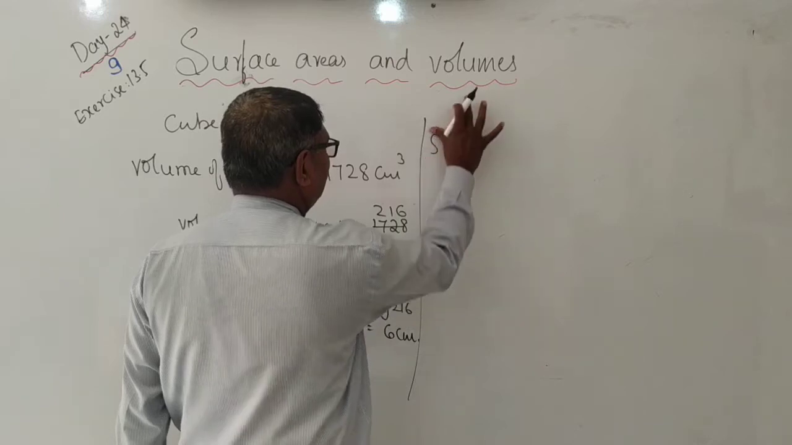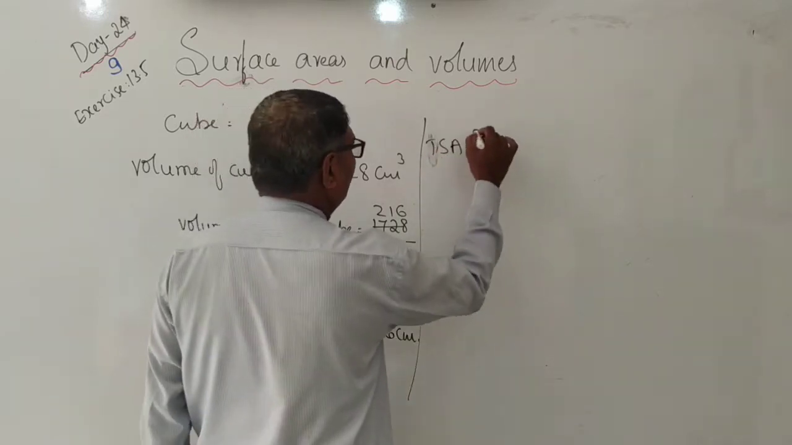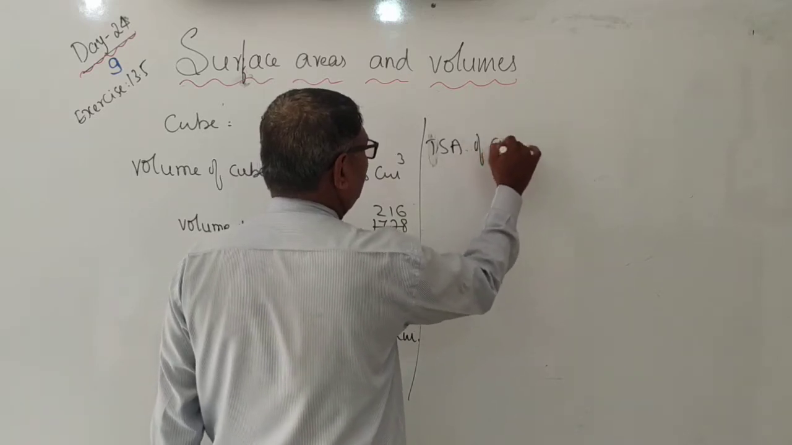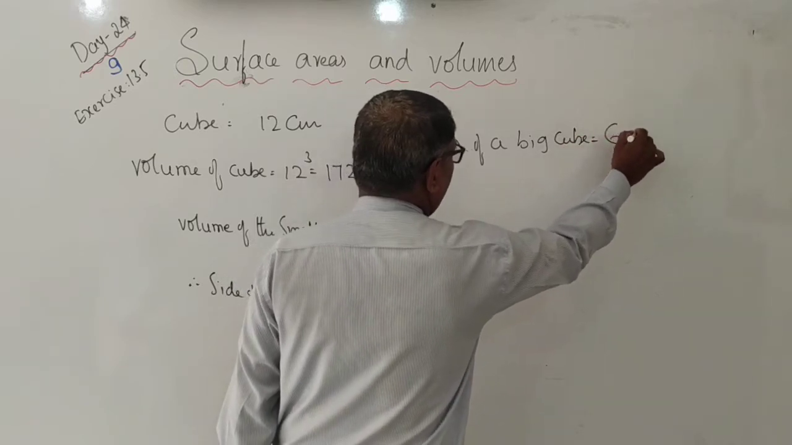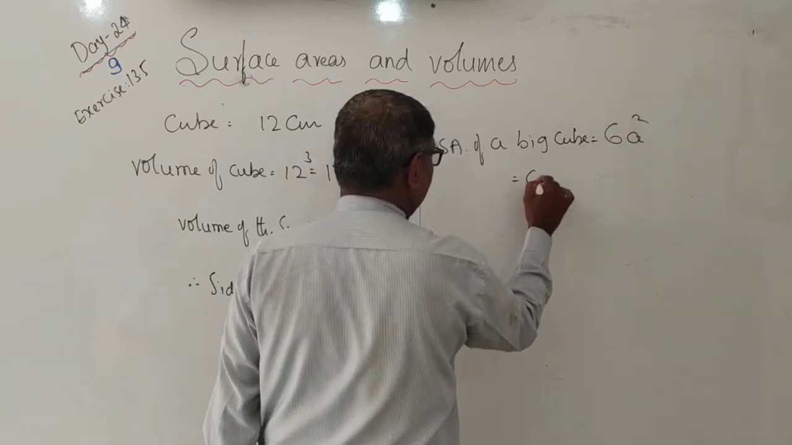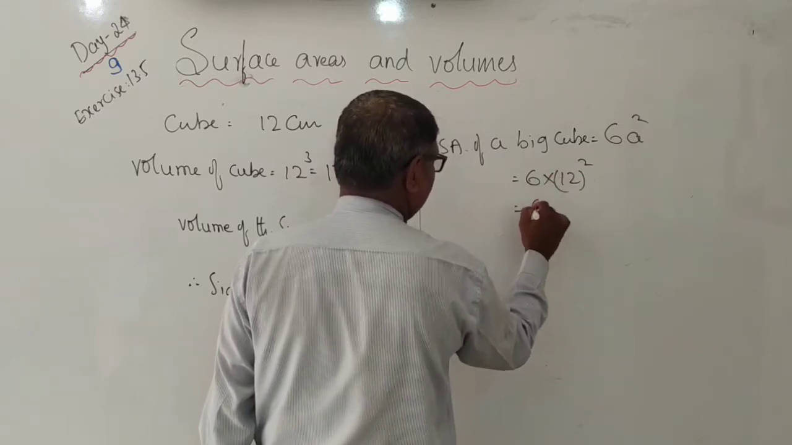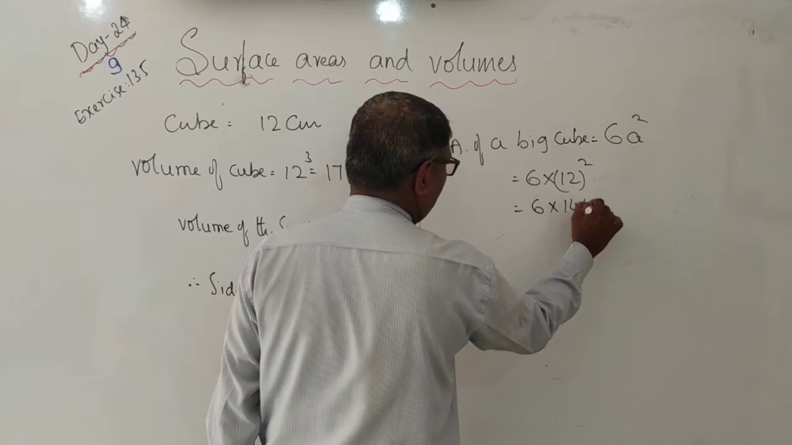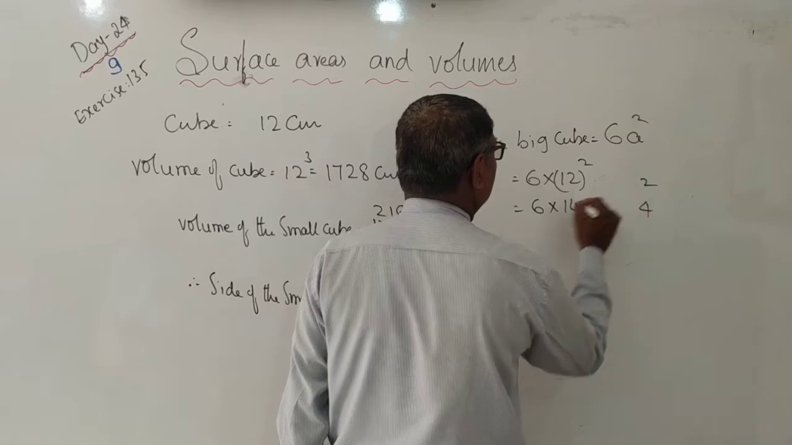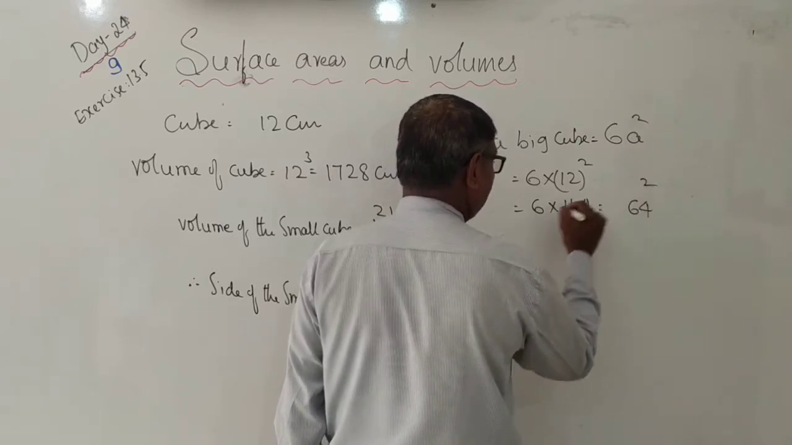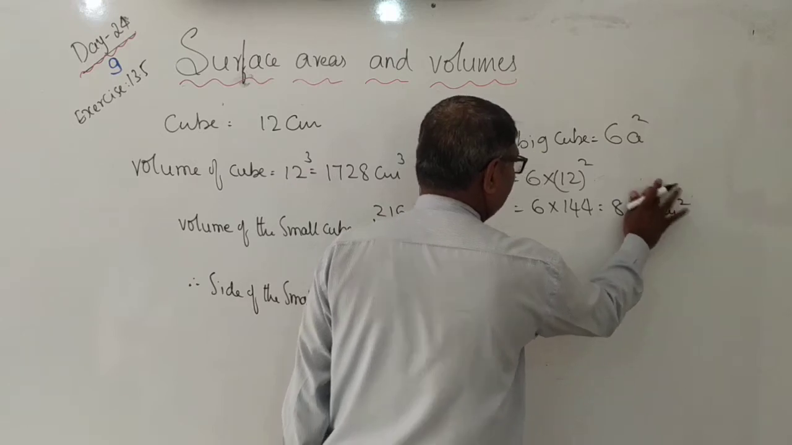Therefore, you can write TSA of a big cube is equal to 6A square. It is nothing but 6 into 12 square. So it is nothing but 6 into 144. It is 6 4s 24, 6 4s 24, 26, 6 1s 6 plus 2, 864 centimeter square.